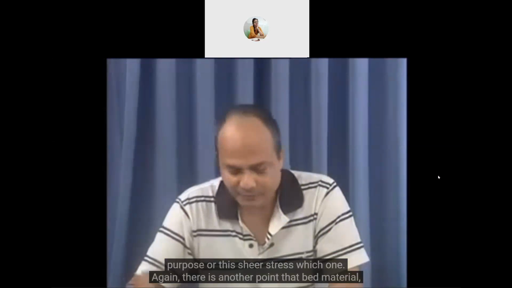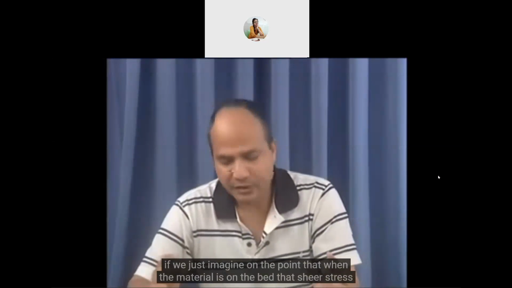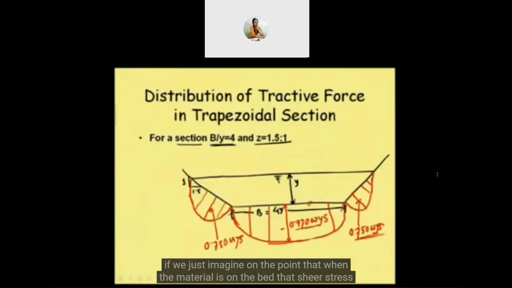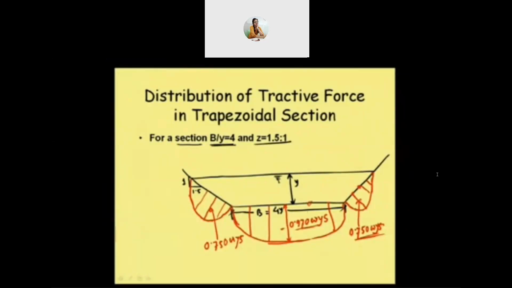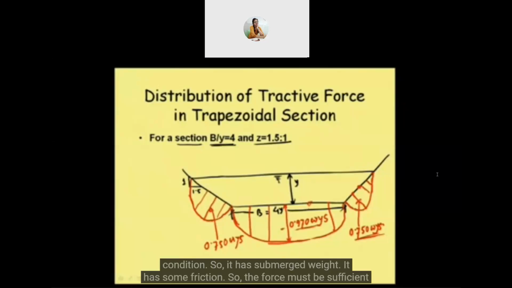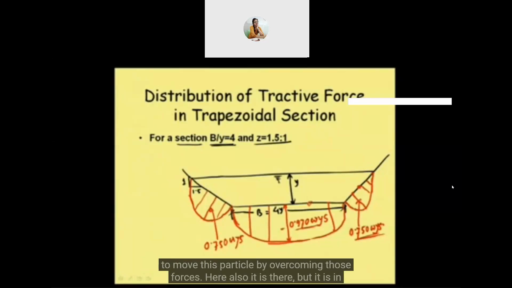That bed material, if we just imagine, when the material is on the bed, the shear stress required to move this particle will be more than the shear stress required to move this particle from this particular point, because this is at rest, because it has its weight, it's a submerged condition, so it has submerged weight, it has some friction, so the force must be sufficient to move this particle by overcoming those forces.